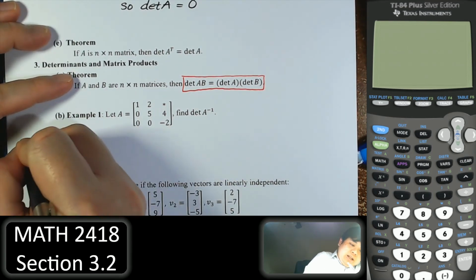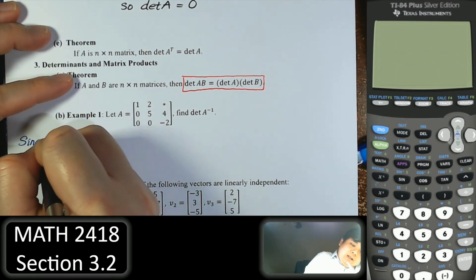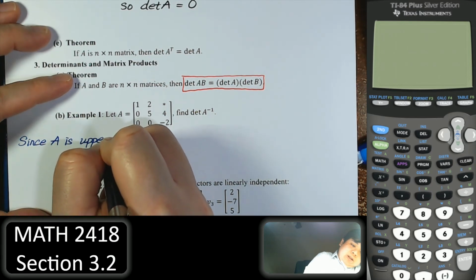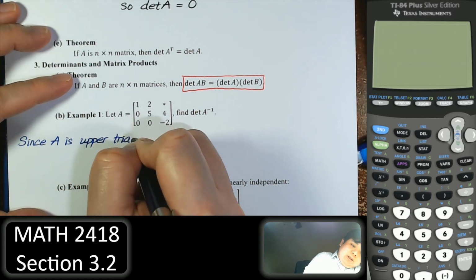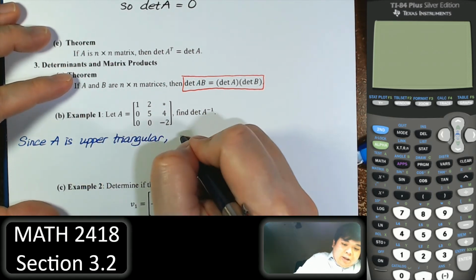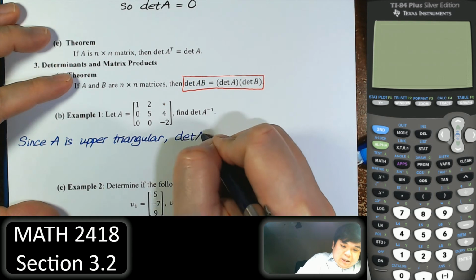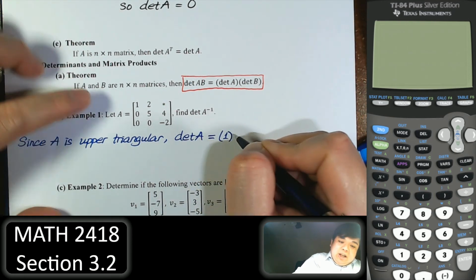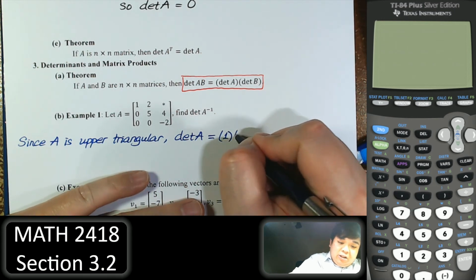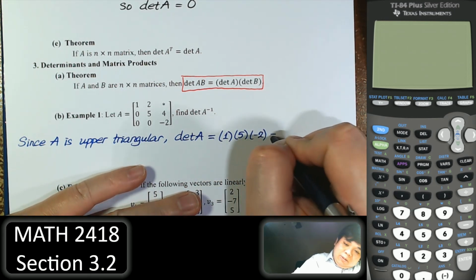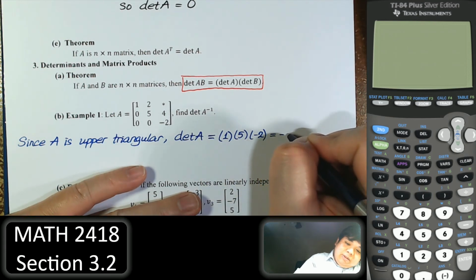So we say since A is upper triangular, determinant of A is equal to the product of the diagonal entries. That's why the star here doesn't matter. That is negative 10.